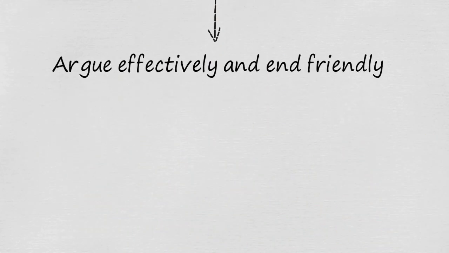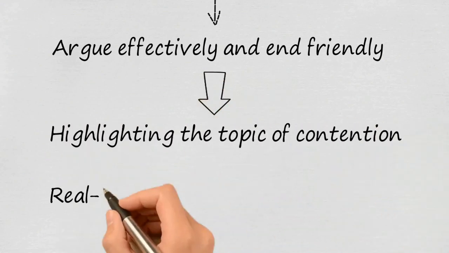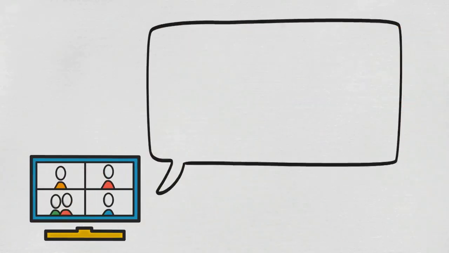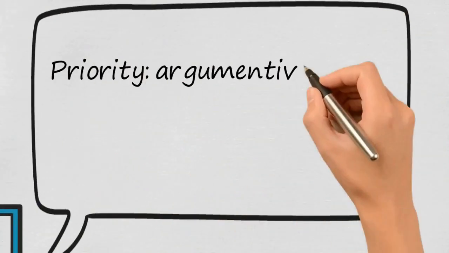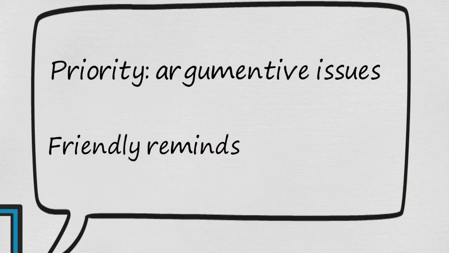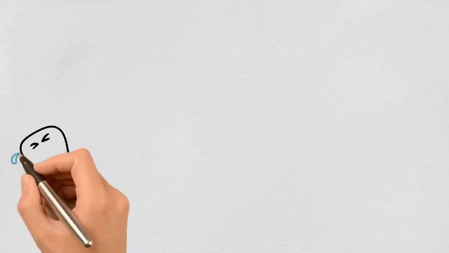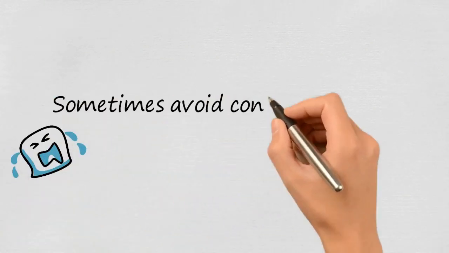In terms of conflict, we want the team to be able to argue things effectively and end it friendly. We took two of Lencioni's tips, including highlighting the topic of contention and real-time reminders. For example, in team meetings and group chats, we give variety to discuss issues on which we have different opinions, and in this process, we use some friendly words to remind that the debate is for the benefit of the team.